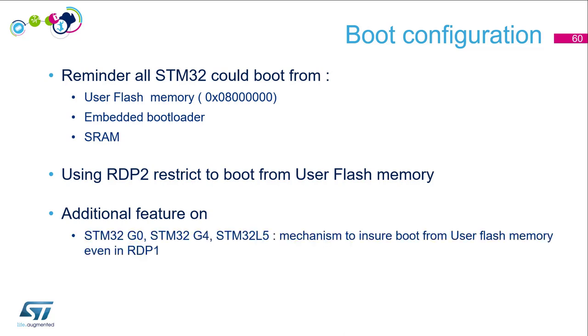On the STM32 G0, G4, and L5, we've got a mechanism to ensure we boot from the user flash memory even in RDP1. On the STM32 H7, we've got a mechanism closely linked with the secure memory and the root security system. So I propose we go into detail for those. Let's start with the boot configuration on the G0, G4.